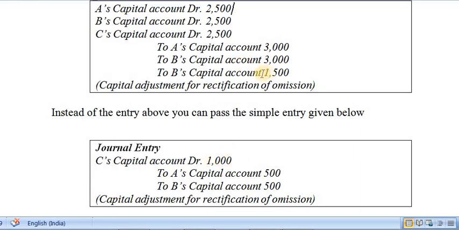Debit C with 1000. This is the meaning of debit C with 1000, and credit A and B with 500 each. So look at this, 500 each. That is the rectification entry.